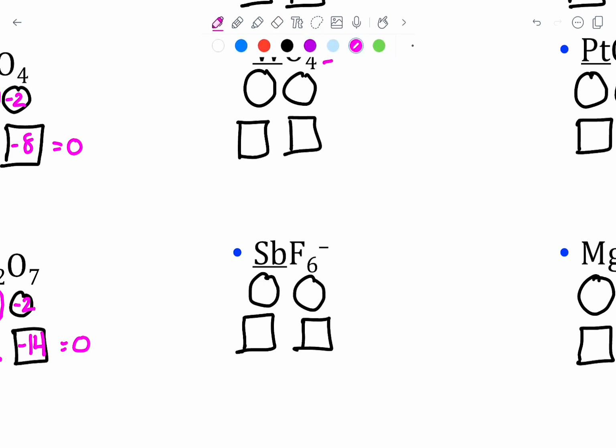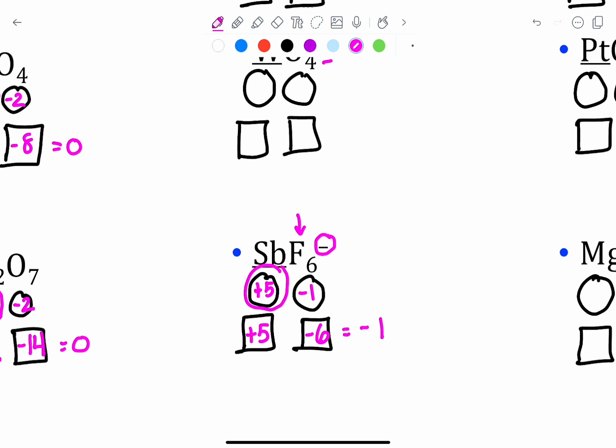Antimony and fluorine. So fluorine we know. F is always going to be -1. And there are 6 of them, so its total contribution is -6. This does have a charge, so we want this to equal -1. So antimony's total contribution must be +5. +5 minus 6 is equal to -1. There's only one antimony, so it has to have an oxidation number of +5.